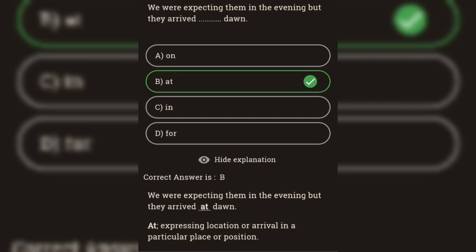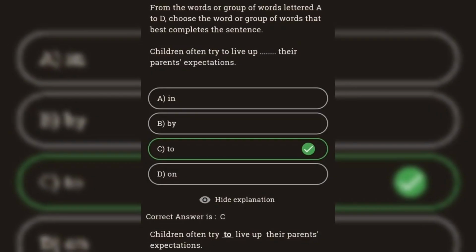All right, another example. Children often try to live up, their parents' expectations. When you use the phrasal verb to live up, it must be followed by the preposition to. So you live up to, you don't live up by, you don't live up in, you do not live up on, you live up to. Okay, that is the correct answer.